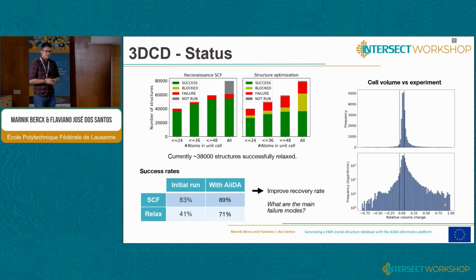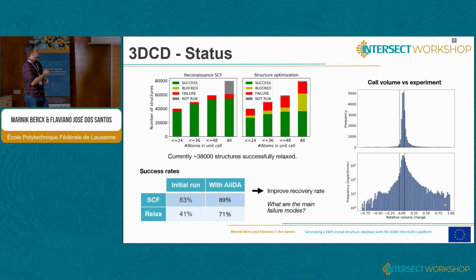So what's the current status? Well, so far we've managed to go up to 48 atoms in the unit cell, so we've run around 52,000 structures. Of these, around 38,000 have successfully relaxed. So this allows us already to do a certain analysis. We of course have the corresponding experimental structures in our database as well. So we can start comparing the cell volume with experiment, and we see that there's a slight overestimation of the volume, which is to be expected for the PBE functional being a generalized gradient approximation functional.